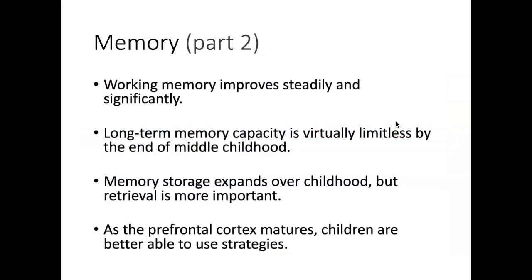So working memory improves steadily and significantly with age. Working memory, however, can be impacted by different types of trauma to the brain. Long-term memory capacity is virtually limitless by the end of middle childhood. Accessing the long-term memory will depend on constant use of those memories. So use it or lose it applies through much of our adult life as well as our teenage years. If we stop using a skill that we've learned in our brain, it may exist in our long-term memory, but the ability to access it may atrophy. Memory storage expands over childhood, but retrieval is more important. As the prefrontal cortex matures, children are better able to use their strategies to recall data.